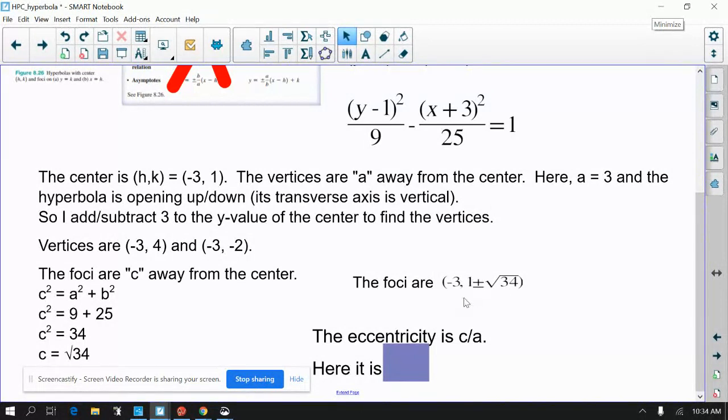The eccentricity, remember, is the ratio of c to a. So it's just c divided by a, and that's the easiest thing right now because I know c is rad 34, and I know a is 3, so it's just rad 34 over 3.